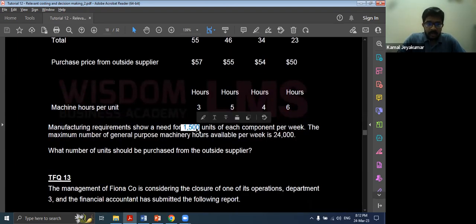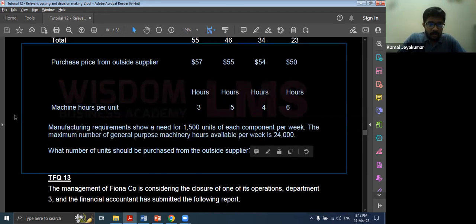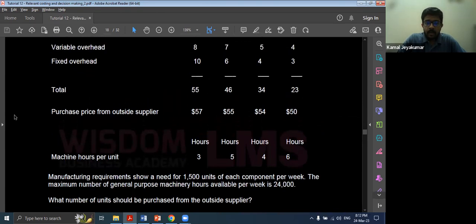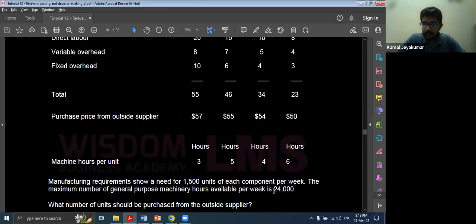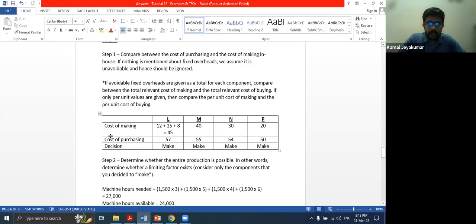Now, manufacturing requirements show 1,500 units are needed for each component. That's like the maximum demand in the previous question, right? The maximum units you will make is 1,500 for each component, and the total machine hours available is 24,000. Now first we have to identify whether these machine hours are limited. For that we have to see. There are 4 components, and for each component, they have given the number of hours needed, right?